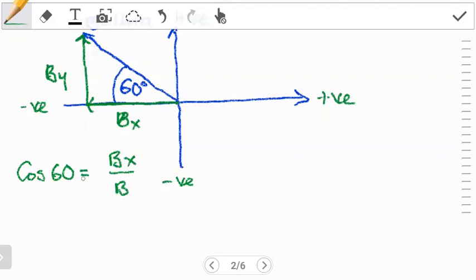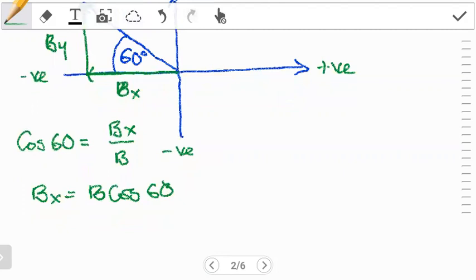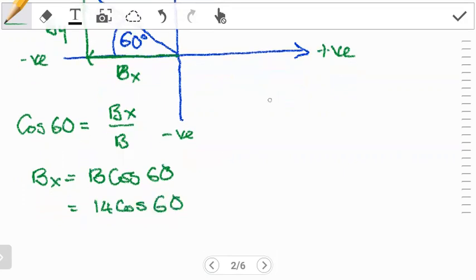So from here, we want to find Bx, so we cross multiply here. What we now have is Bx is equal to B cos 60. So B is 14, so this ends up as 14 cos 60. Cos 60 is half, so this is going to be 7.